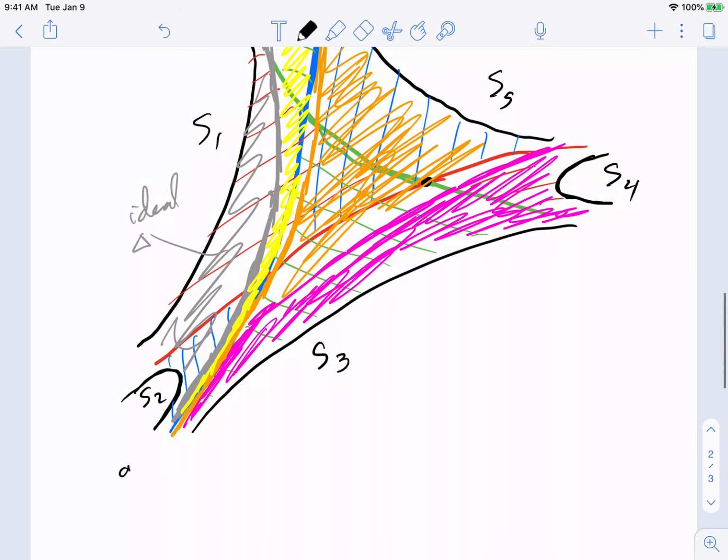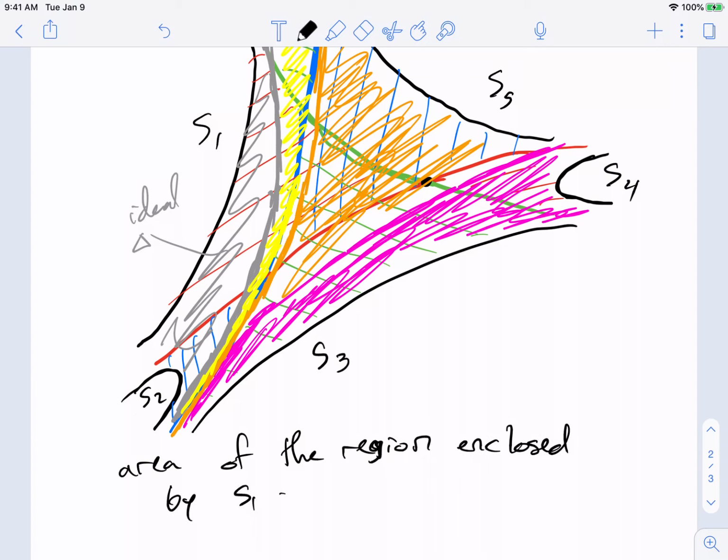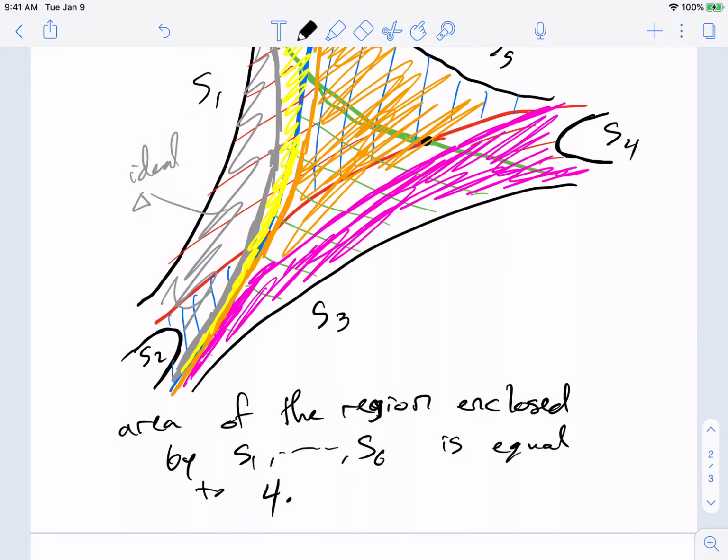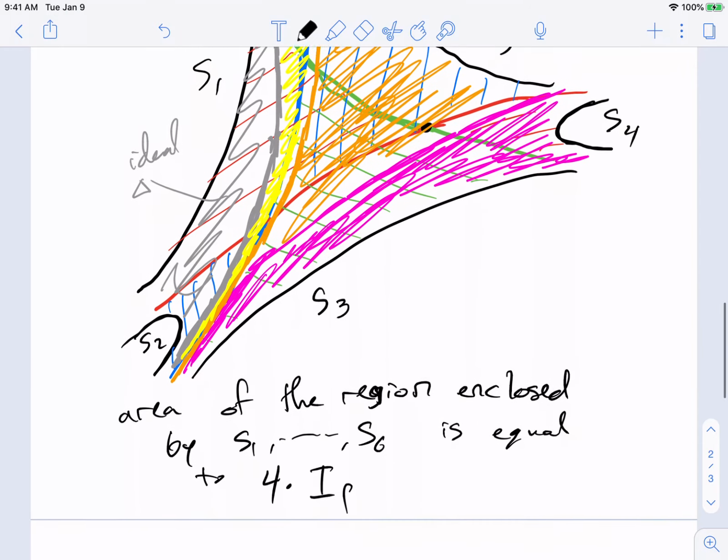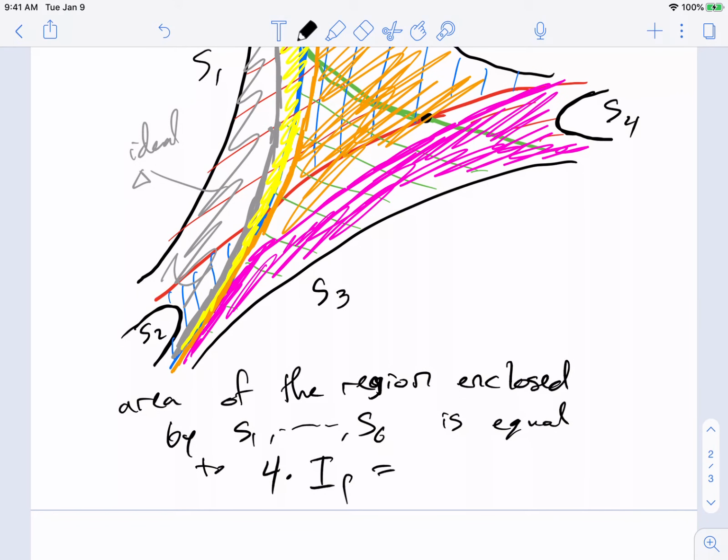And so the area of the region enclosed by S1 through S6 is equal to 4 times the area of an ideal triangle, because it's made up of these 4 ideal triangles: brown, yellow, orange, and pink, which is equal to 4 pi rho squared.